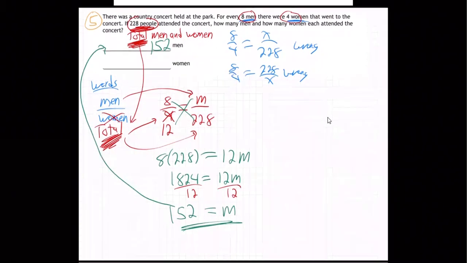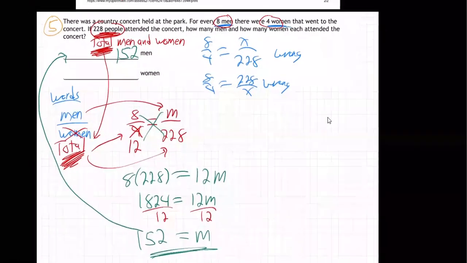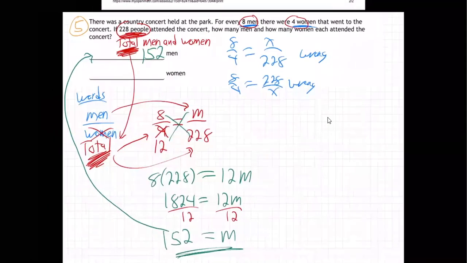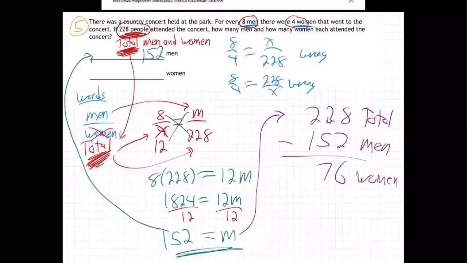Do the same thing, but with 4 over 12. We could totally do that. That would totally work. But subtraction would be easier. Either way is right. Because we have 228 total people, if we just subtract the number of men, now we know how many men. The difference, what's that? 76. That's women. That would be the easier way to get the number of women.